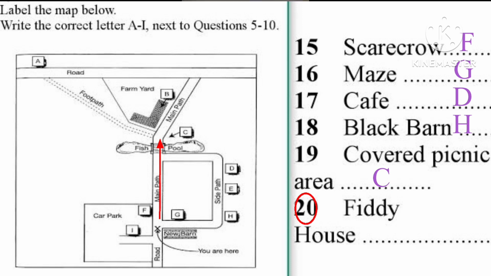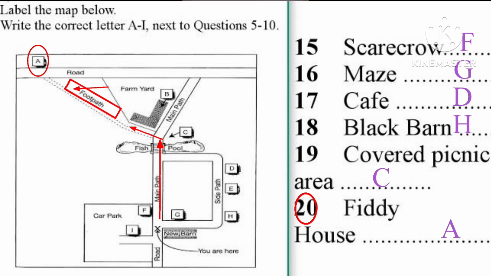Then walk along the footpath through the field to the left of the farmyard. That goes to the house. फिर farmyard के बाईं तरफ खेत में फुटपाथ पर पैदल चलना है, जो फुटपाथ घर जाता है. इस तरह ए जो है वो फिडी हाउस है और क्वेश्चन नंबर 20 का जवाब ए होगा.